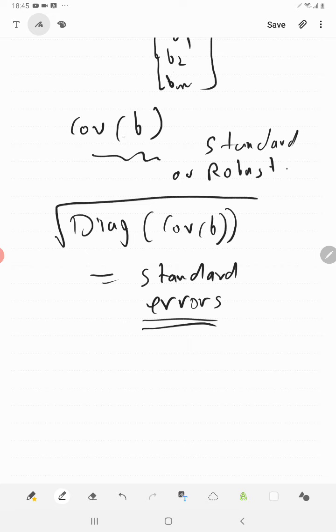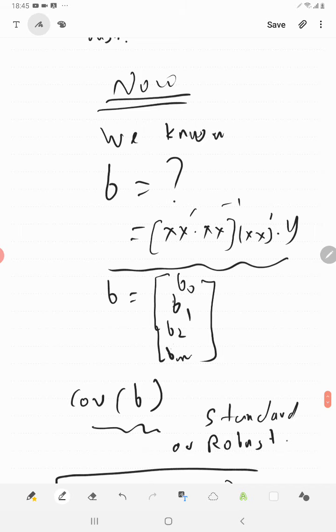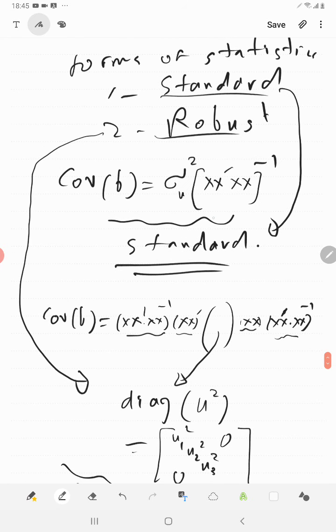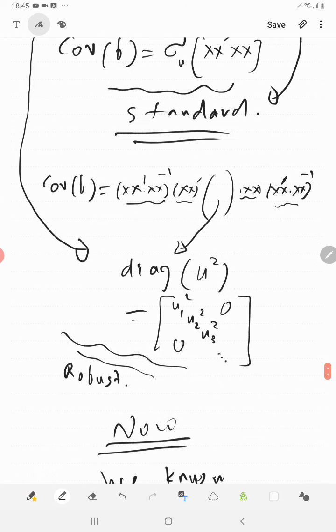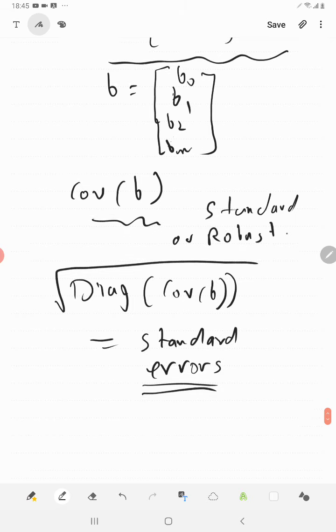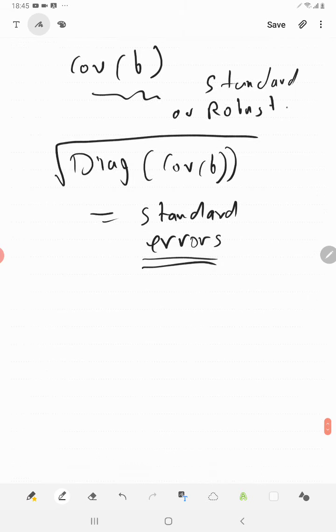If we use the standard covariance matrix, this one, okay, that's the standard matrix, we get standard errors. If we use the robust covariance matrix, this one here, we obtain the robust standard errors or robust errors, okay, diagonal of that.